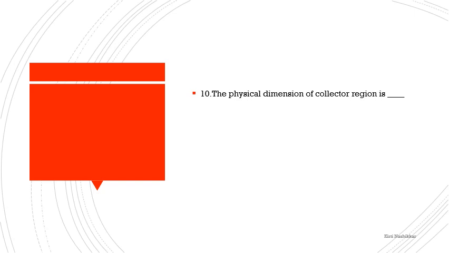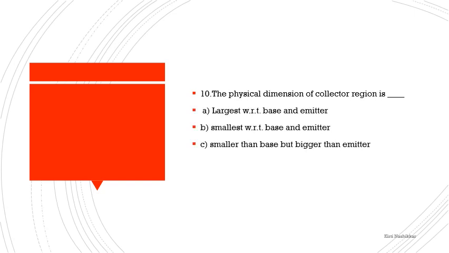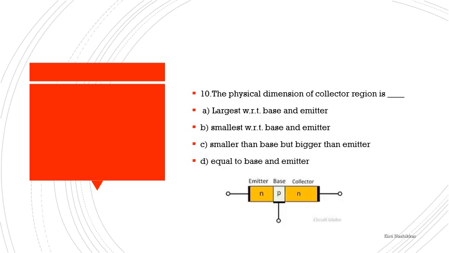The physical dimension of collector region is. So the collector region is the largest region of BJT, which you can see here. This is having the big size, then emitter size is moderate, and then base is very thin. This is about the size.